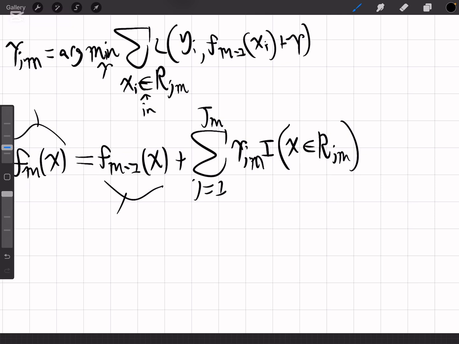So what does this mean? So the new model, f of m, is the old model, f of m less 1, plus the piecewise constant correction from the newly grown tree. So the indicator function I, which is a function of x, which is in your region rj of m, ensures that you add gamma only if x falls into the region rj of m of the new tree. That is important. Needs to exist in your region.